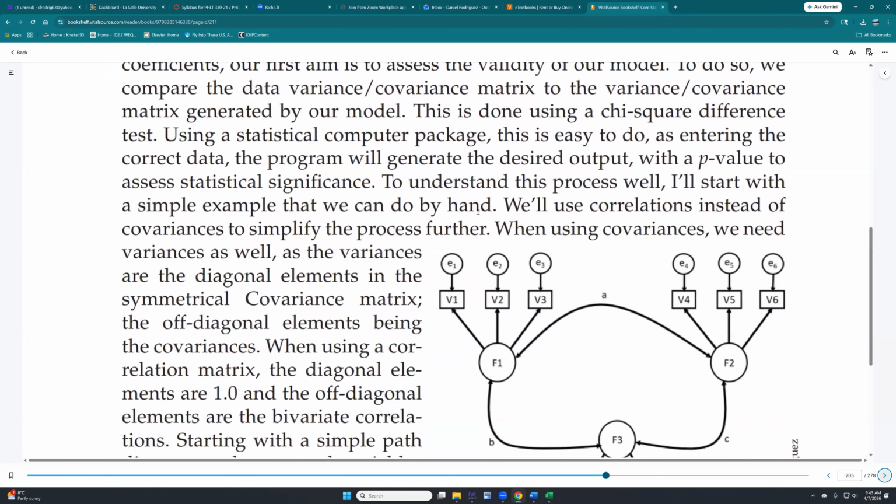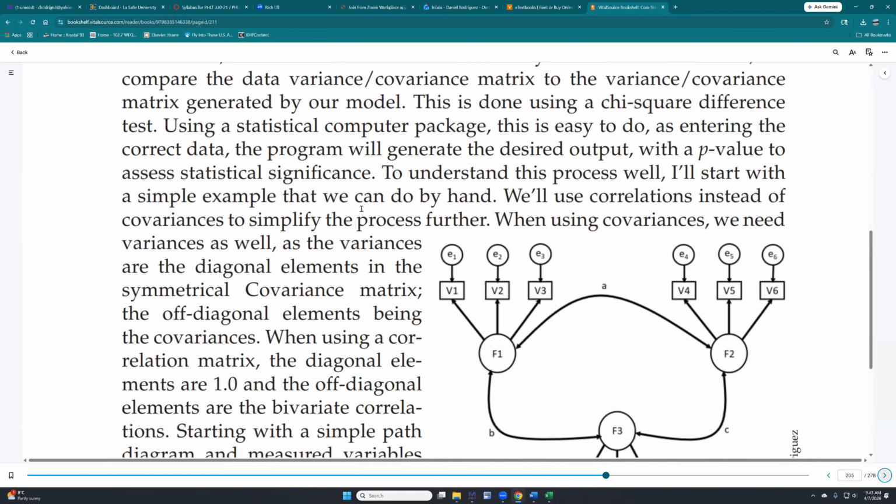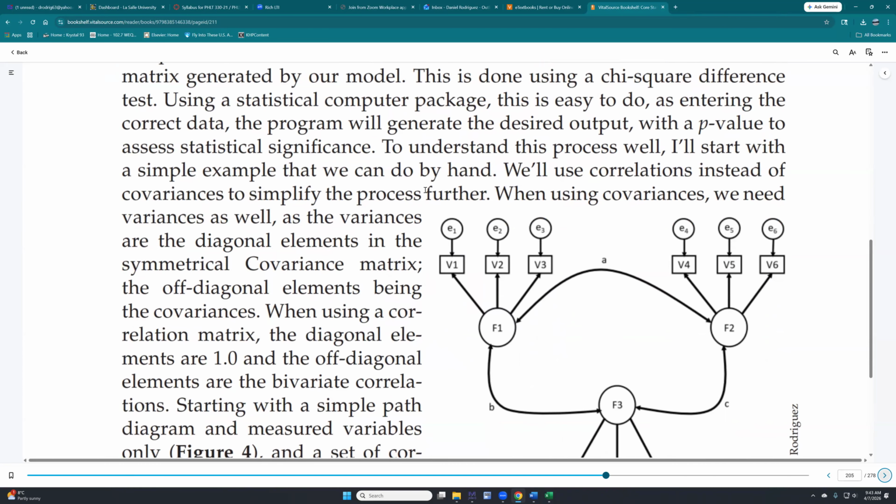To understand this process, I'll start with a simple example that we can do by hand. So this is going to be fun. And if you don't like math, you might not like this part, but it's not going to be horrible math, but I promise you it'll be something that's worthwhile. We'll use correlations instead of, so a variance-covariance matrix is just a matrix. If you recall, a matrix is a way of organizing data from a number of variables, right?